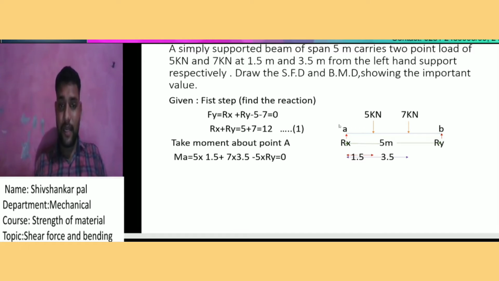Here, that is the point A. At this point the force is applied, but the distance is not given. The distance is 0. So the moment due to Rx about point A is equal to 0.